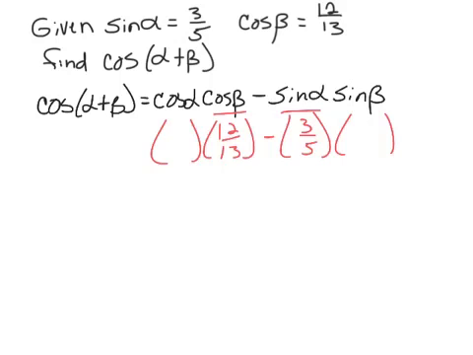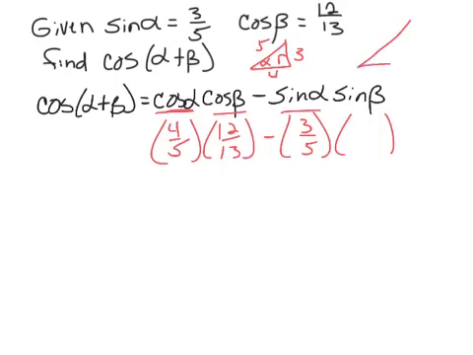Notice we don't have angles that we're dealing with. I need to replace the entire function with the corresponding ratio. So that implies that we have to draw right triangles. If sine of alpha is 3 over 5, this is a 3, this is a 5, that's going to be 4. So cosine of alpha is going to be 4 over 5.